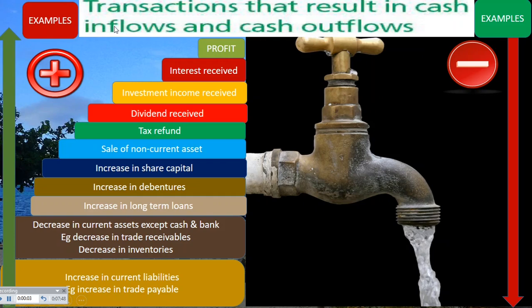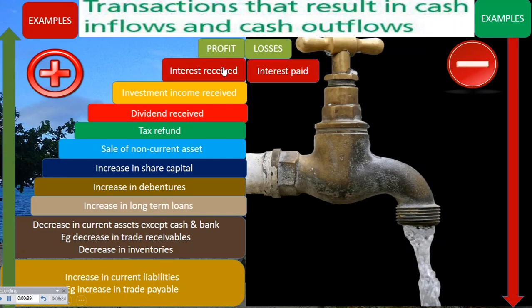So let us understand some transactions that result in cash inflows and cash outflows. Towards the left hand side is a list of inflows. All the inflows we are supposed to add, this plus sign. And towards the right hand side there is the outflow. You can see the outflow of water, that's your minus. So all the outflows need to be minus. If you remember this generally, you don't need to memorize this, you just need to understand. So profit results in inflows, we need to add it. The reverse of profit is losses, so losses is only outflow. Just remember the reverse is your outflow.